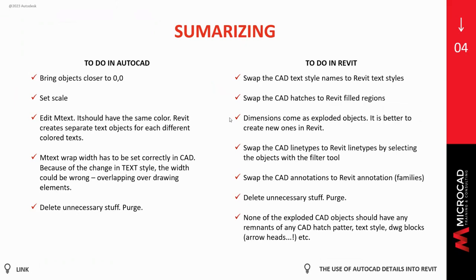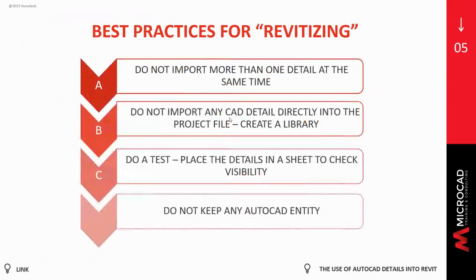Swap the CAD line types to Revit line types by selecting the objects with the filter tool. Swap the CAD annotations to Revit annotations and use families as I did with the squiggle. Here we also have to delete unnecessary stuff, and none of the exploded CAD objects should have any remnants of any CAD hatch pattern, text style, DWG blocks, arrows, etc. So, best practices for Revitizing, just the process I just did.